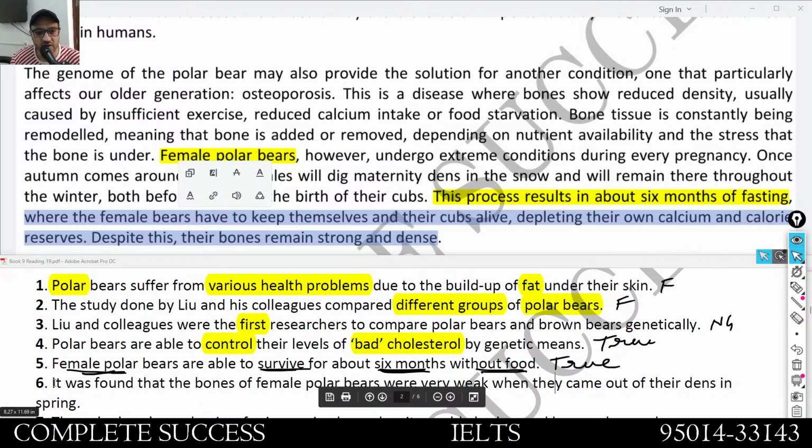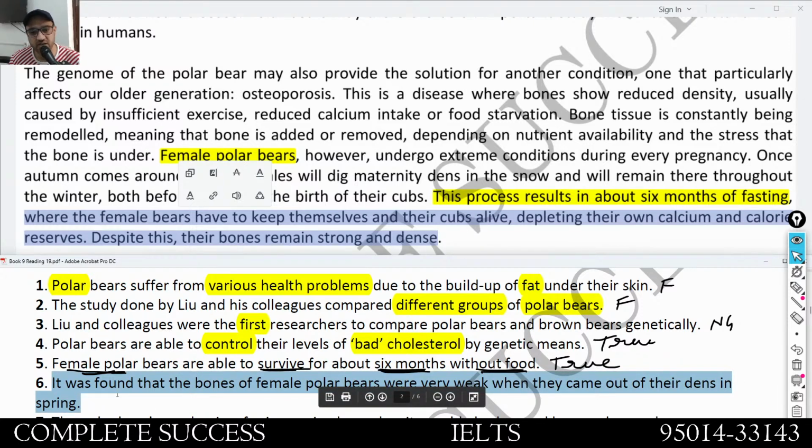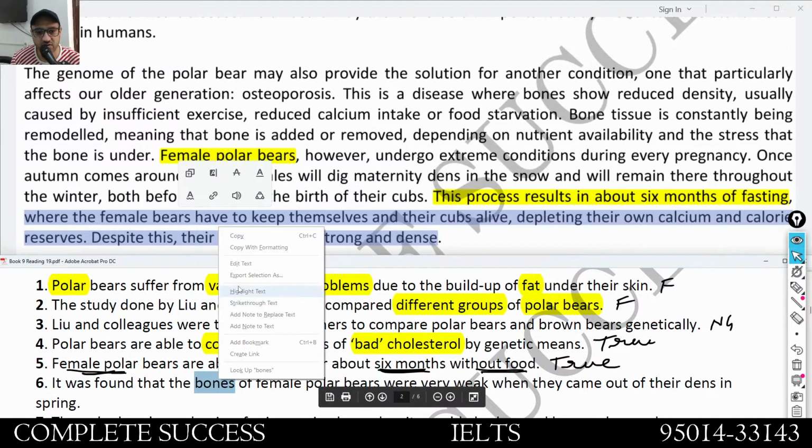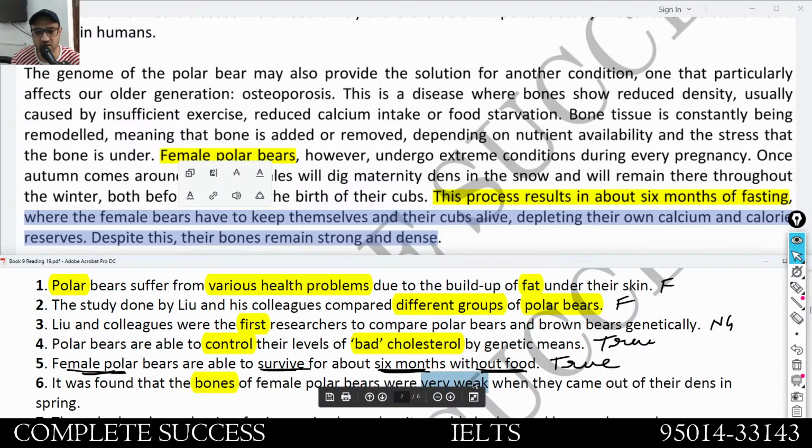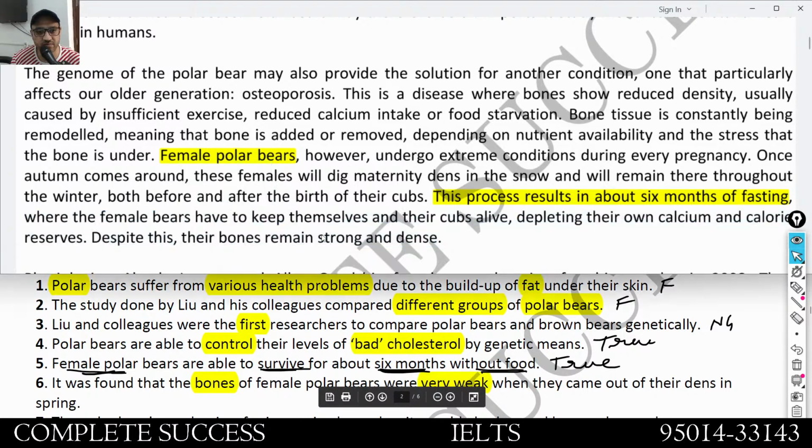Now, our last question goes, our sixth question goes, it was found that the bones of female polar bears were very weak when they came out of the dens in spring. ठीक है. Spring means जब बारिश होती है. So it was found the bones of female polar bears were very weak when they came out of the dens in spring. तो उनकी जो female की bones हैं, so they are very weak. But I think we have studied here, so their bones remain strong and dense.